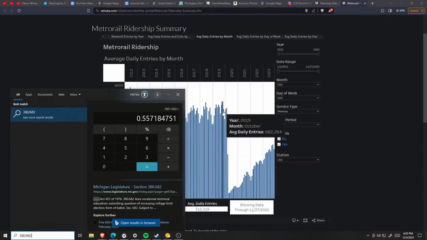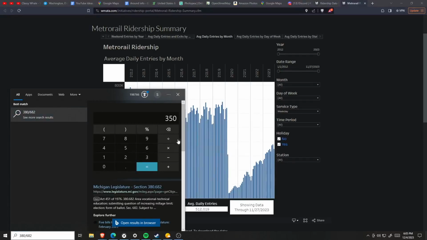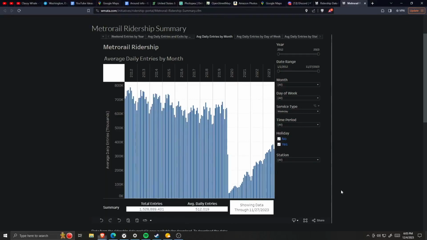Not great. BART, the Bay Area Rapid Transit in San Francisco, is only at 40%, so at least it's not the lowest. If we want to count November's 350, and then we have 630. So I think that might be a little less. No, pretty much the same.